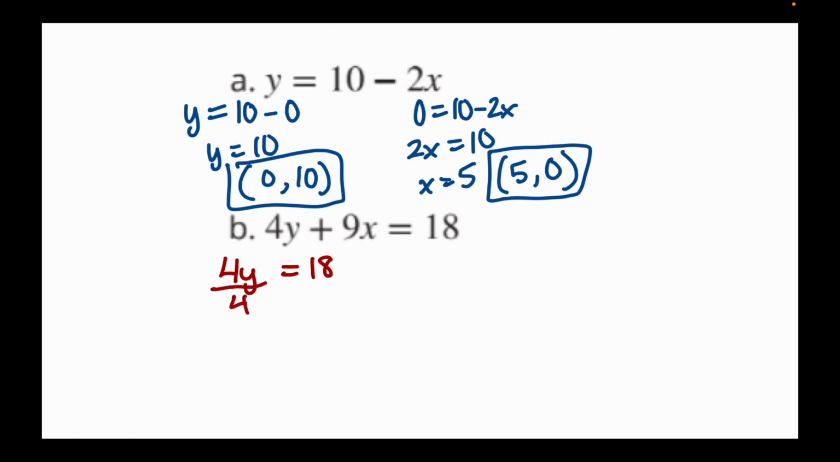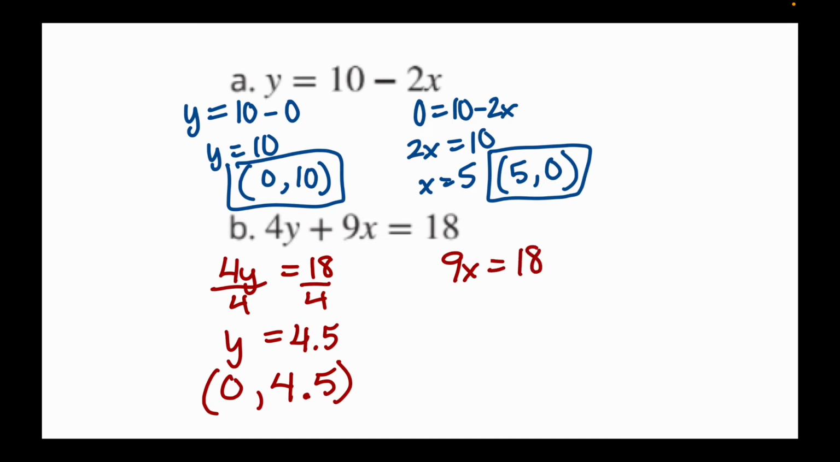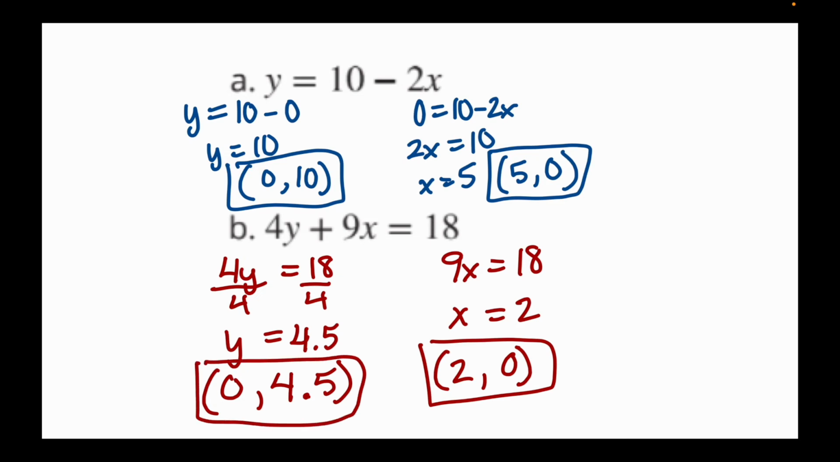So divide everything here by 4, and you'll get that y is 18 divided by 4, which is also just 4.5. So we can say 4.5 or 4 1/2. I'm going to use 4.5, and that means that the y-intercept is 0, comma 4.5. Now for the x-intercept, we're going to plug in 0 for y, and so we would just have 9x equals 18. When we divide both sides by 9, we're going to get that x is equal to 2, and so we would have 2, comma 0. So, x-intercepts and y-intercepts.